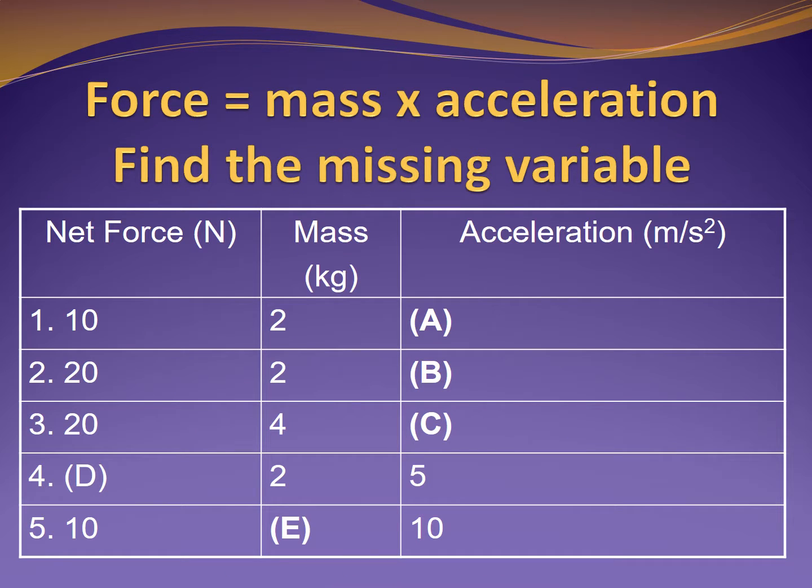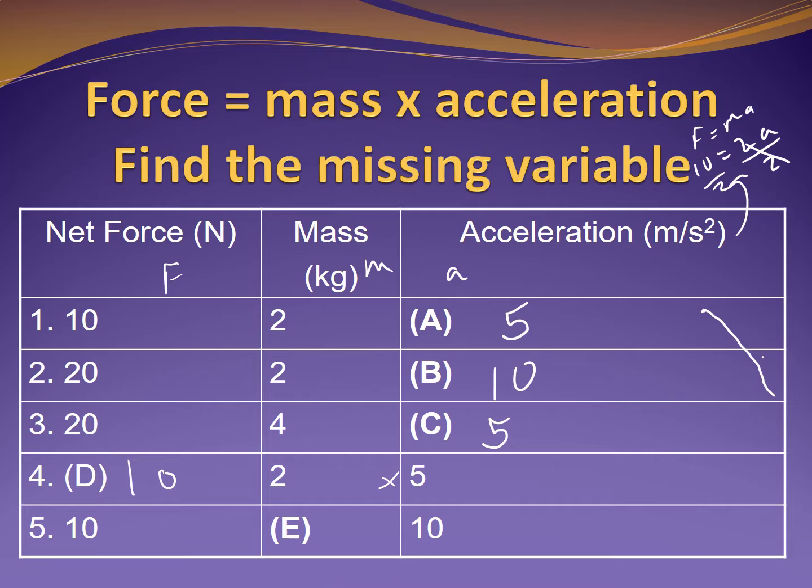Okay, so let's find the missing variable here. We have force, we have mass, and we have acceleration. Number 1: if force is 10 and my mass is 2, what is acceleration? Well, if I want acceleration by itself, I have to divide both sides by 2, so acceleration is 5. With the same process on number 2, 20 divided by 2 is 10, and 20 divided by 4 is 5. To get force equals ma, I just multiply these two, so 2 times 5 is 10.